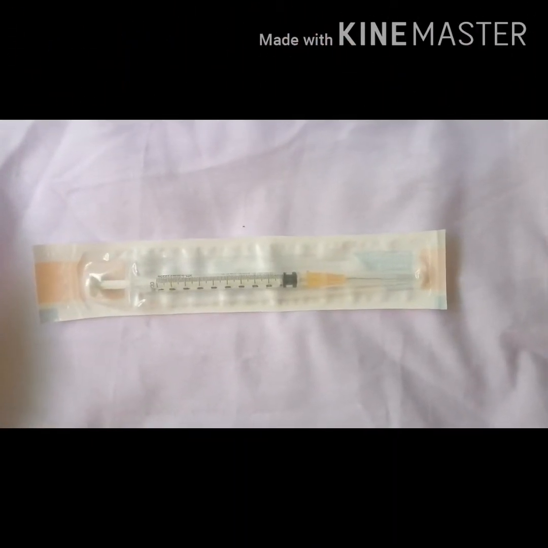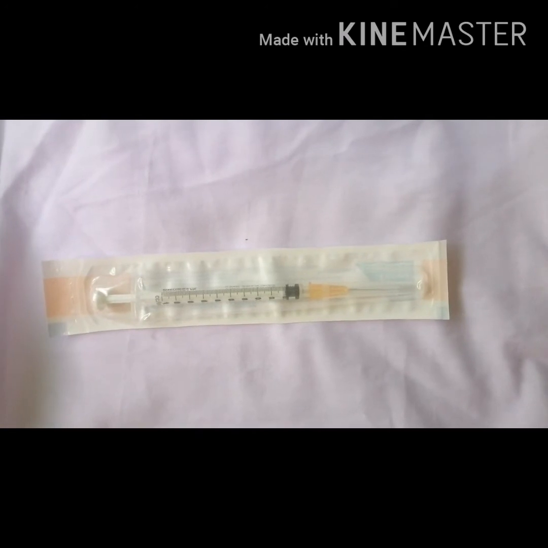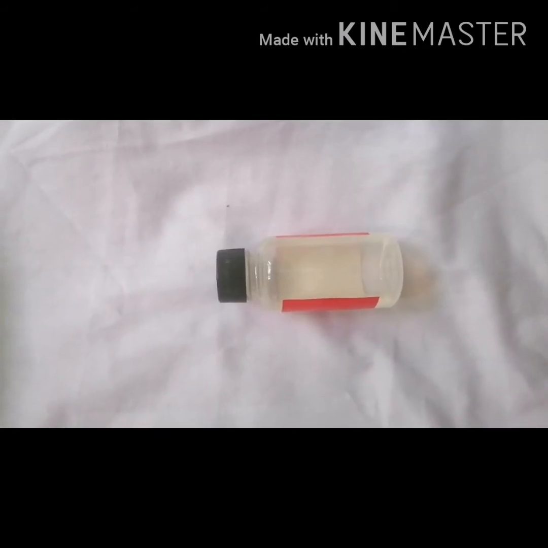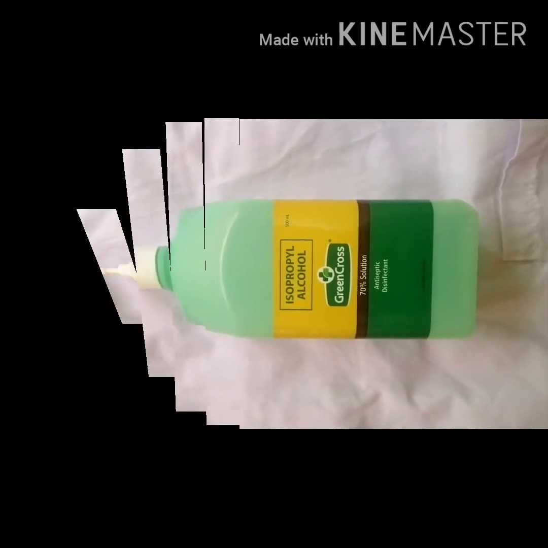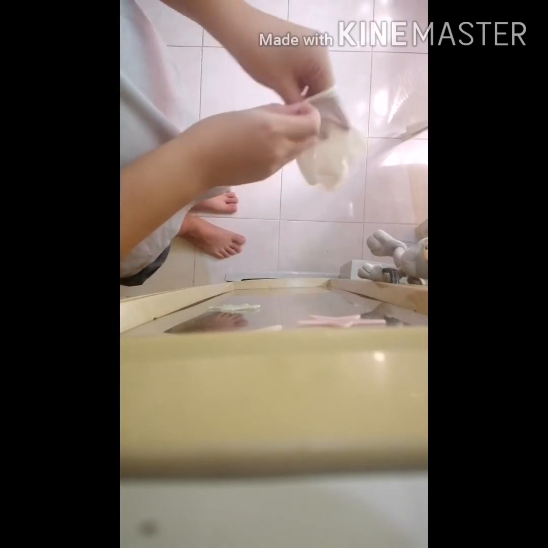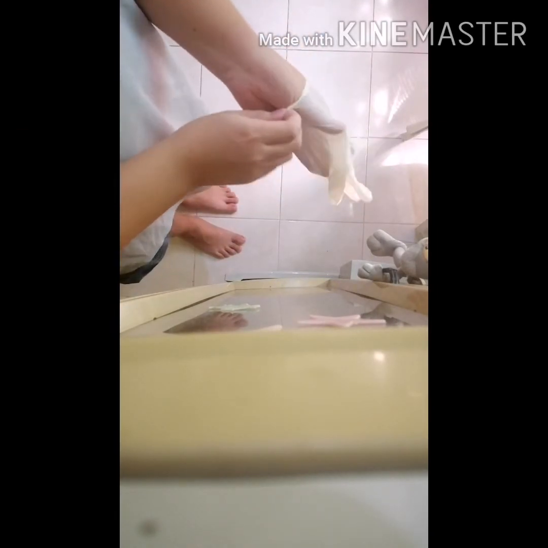The next step is you may gather your supplies, which are the syringe, surgical gloves, the vial of medication, some cotton, and of course, alcohol. You may also use surgical gloves in administering this medication.